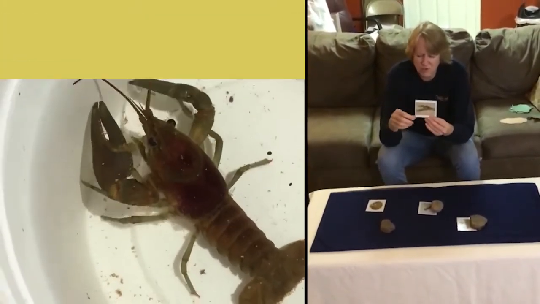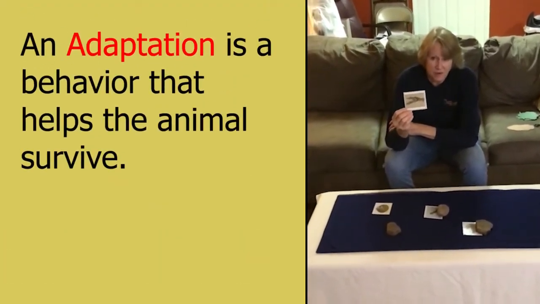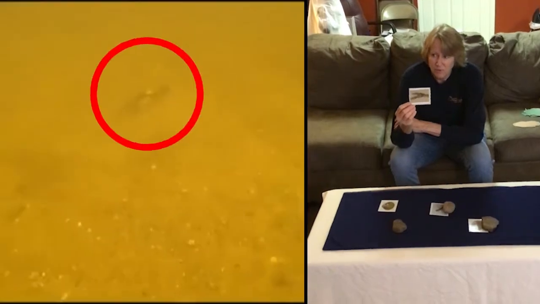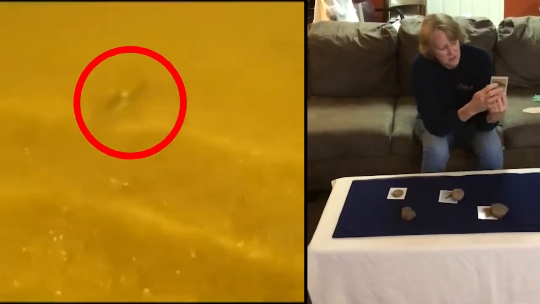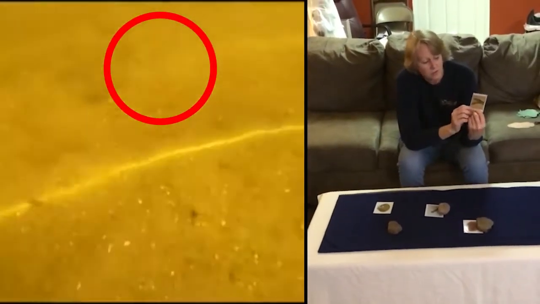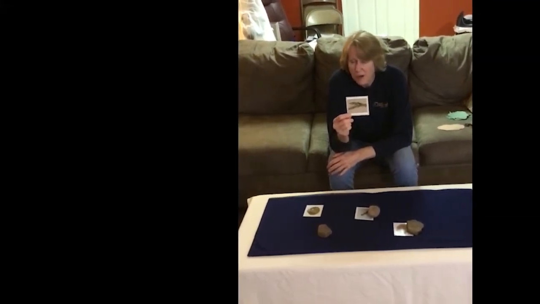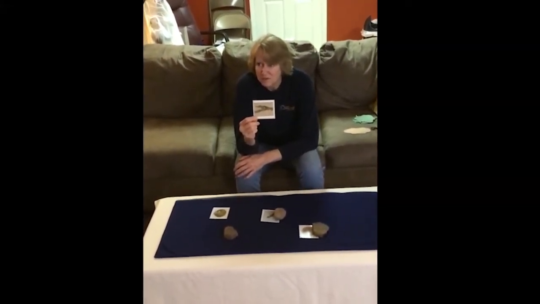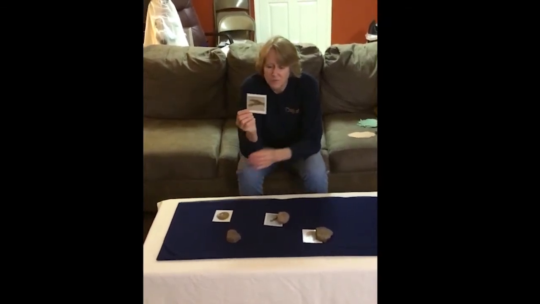Now the crayfish has a really interesting adaptation. When it gets scared, instead of going forward like most organisms would, it kind of tucks in its tail and it scoots backwards really quickly. So if you were trying to capture a crayfish, you would want to go behind it where its tail is and try to scare it so it backs up into your net or container.